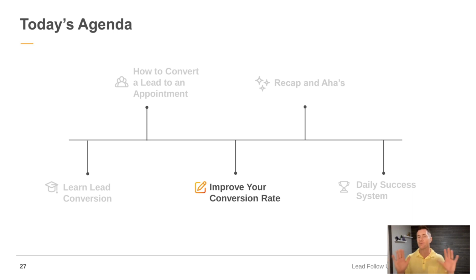All right. So your conversion rate, let's just put it out there. You may not know what this is. Conversion rate refers to the percentage of leads you ask for an appointment to those that agree to an appointment. Say it again.